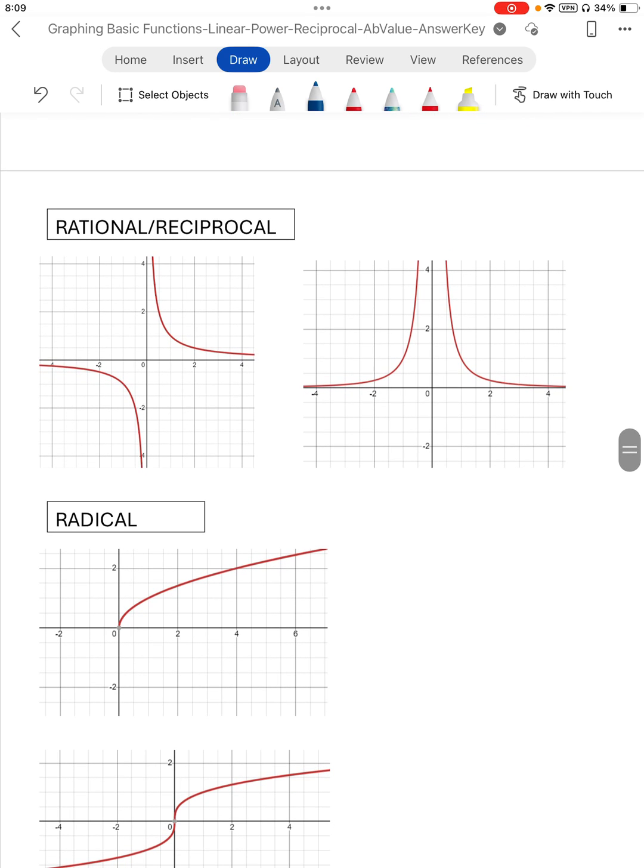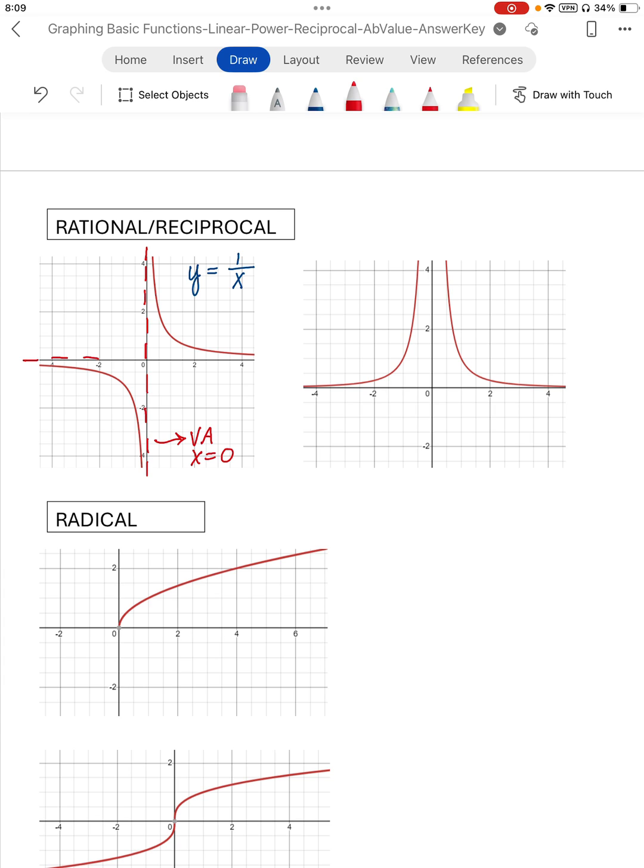So your rational, also sometimes called reciprocal, will look like these. This first one here is y equals 1 over x. And what we have on these is an asymptote, a vertical asymptote. So on this first one, we have a vertical asymptote coming through here like this. And that vertical asymptote is x equals 0. And you can see that's kind of dividing that graph in half into two parts.